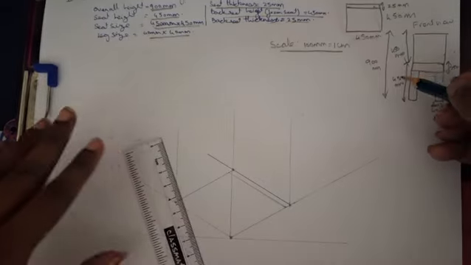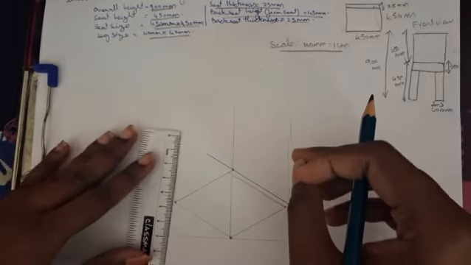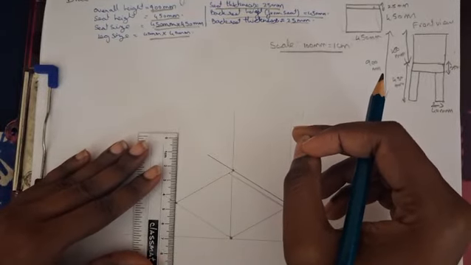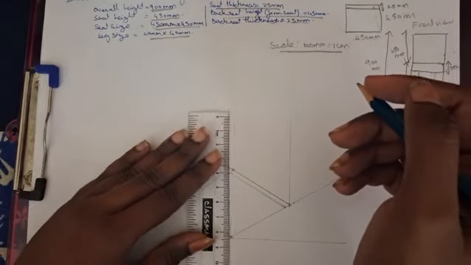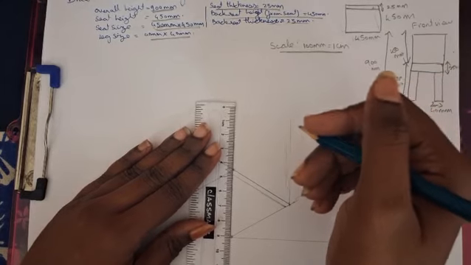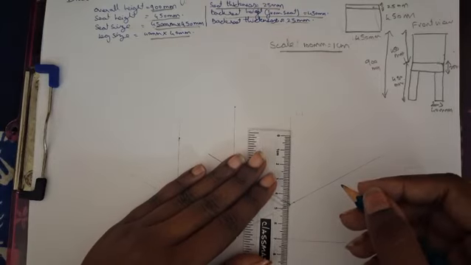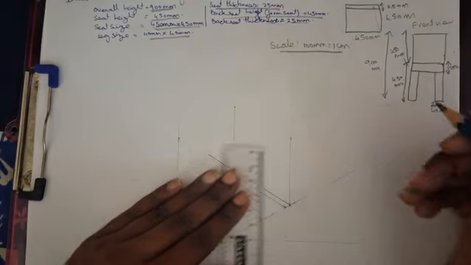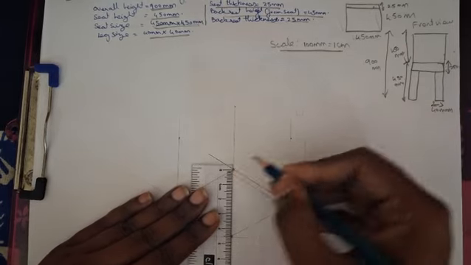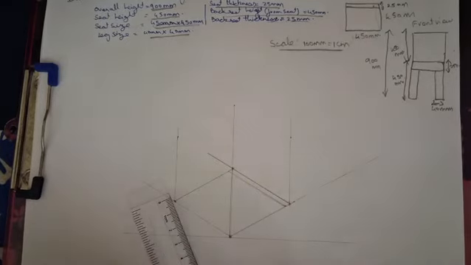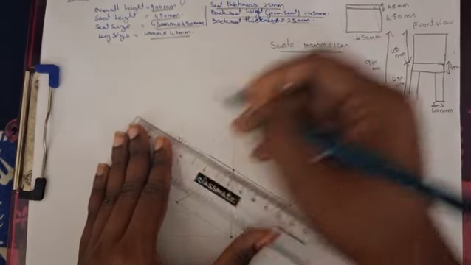Okay, the height of the chair is 450 mm. So I am going to mark 4.5 centimeter on all the corners. Now we need to connect all these four corners.